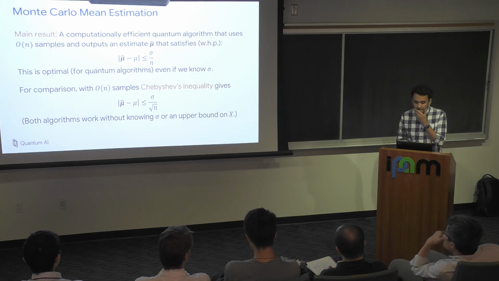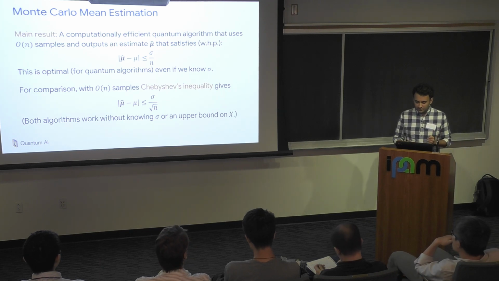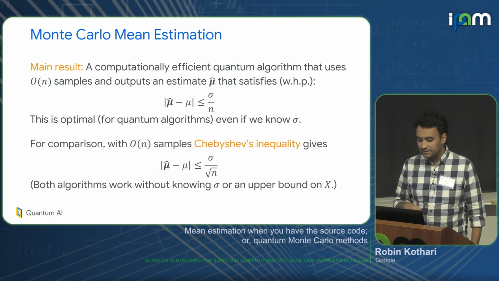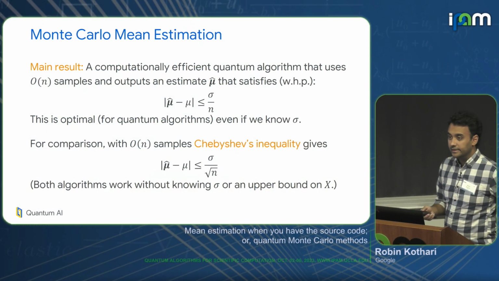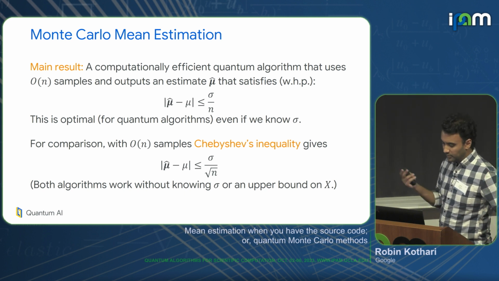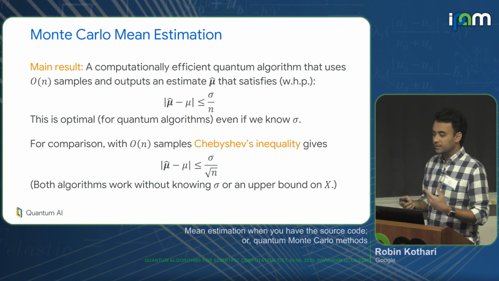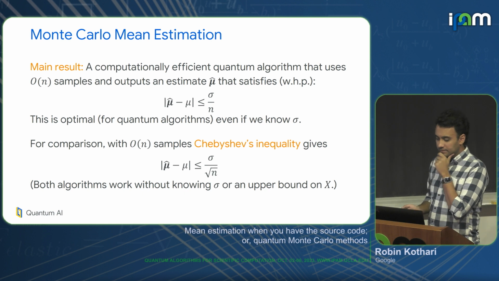Okay, so let me give you an example of how the classic search problem, Grover's algorithm, is a special case of mean estimation. So you can see one example of where mean estimation is useful, and you might also get some intuition for why it appears all over the place.